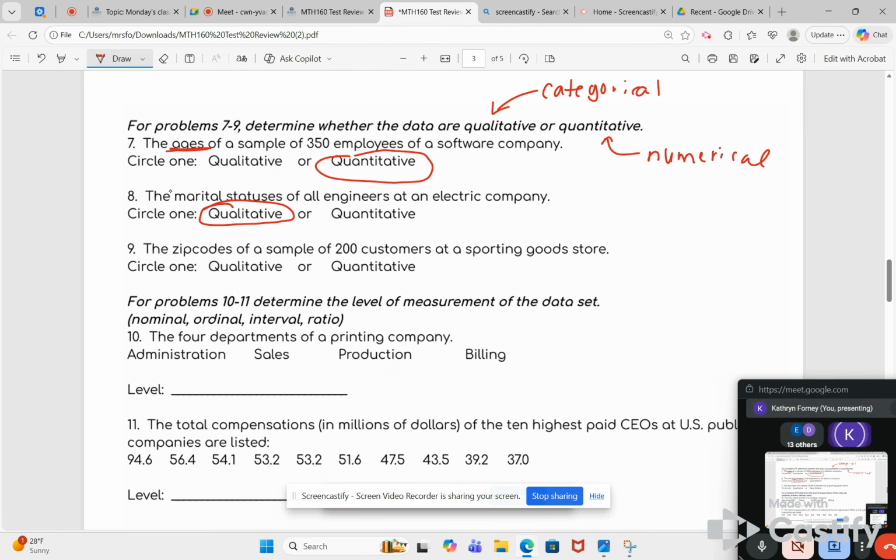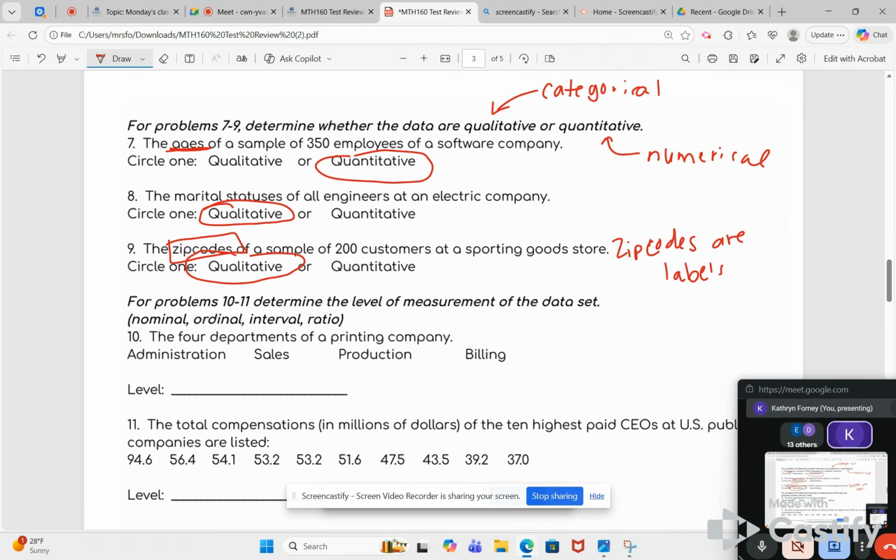That would be qualitative because it is a label. So zip codes are like labels. Zip codes are labels. Now, if you think about jersey numbers, jersey numbers would be quantitative because you can at least order them. Now, the order doesn't mean anything as far as order least to greatest. But for your zip codes, the purpose of your zip code is as a label.